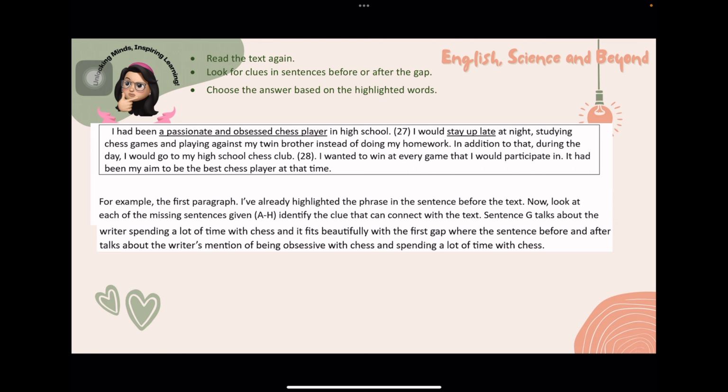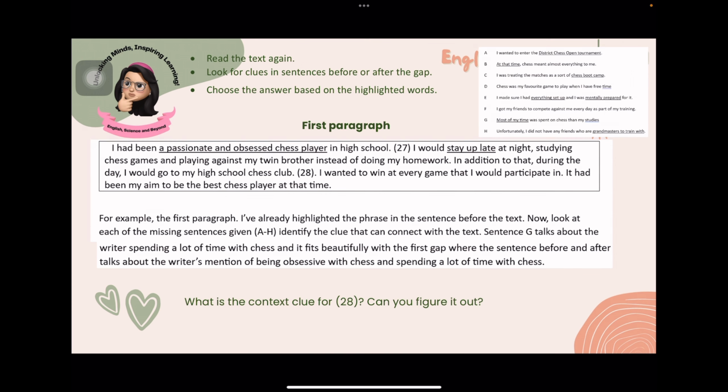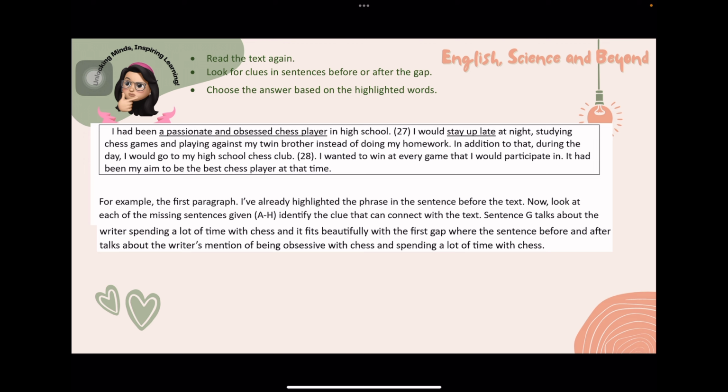See? The first clue is "a passionate and obsessed player," which tells us that the writer is obsessed with playing chess. And then the next clue, right after the gap, is "would stay up late at night." That tells us that this author is spending a lot of time with chess. So that is how we know that sentence G is the answer.